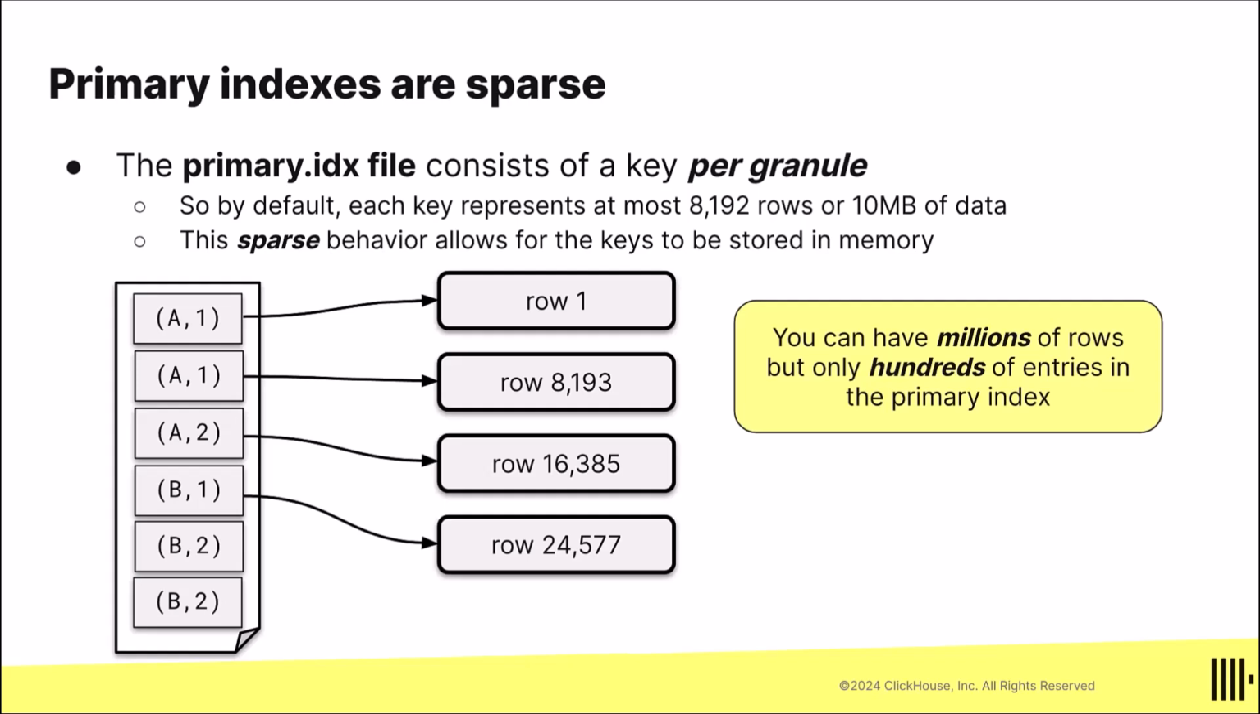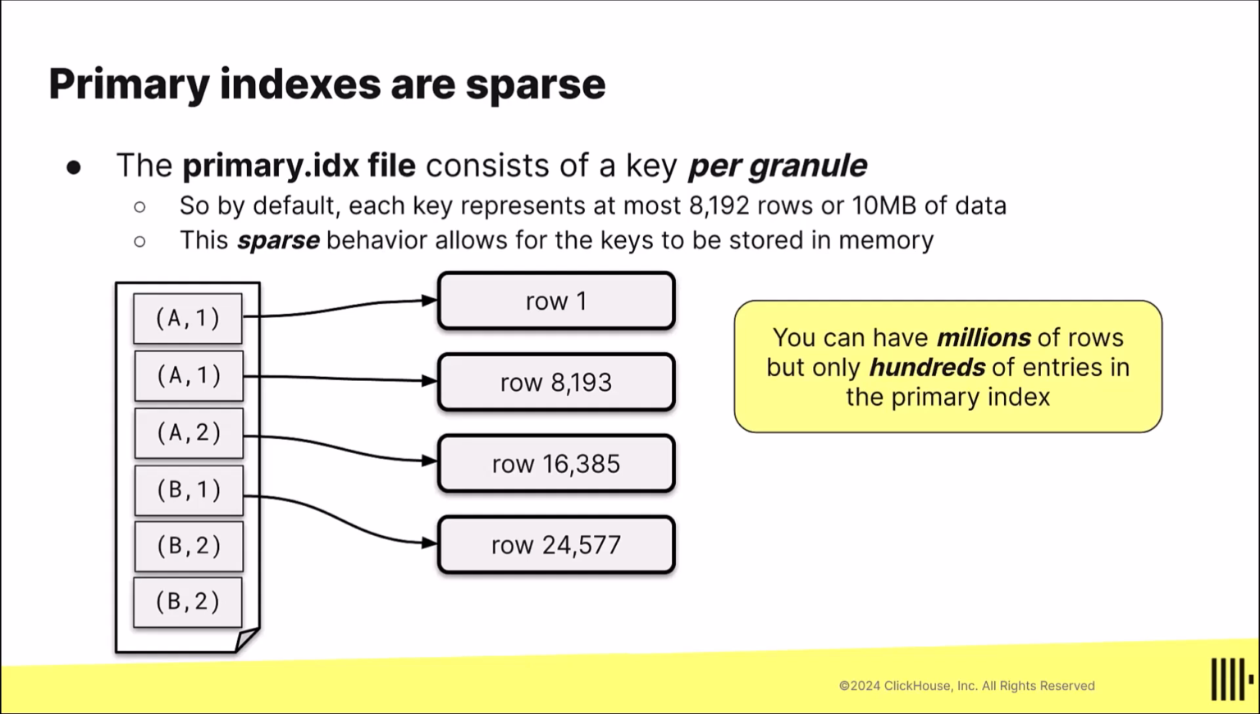And then row 8,193 is the first row of the second granule, and it looks like in my picture, that's also A1. And then it just keeps going on and on. So row 16,385, that's the first row of the third granule. It looks like that's A2 in my example. Row 24,577, that's the first row of the fourth granule, and so on.